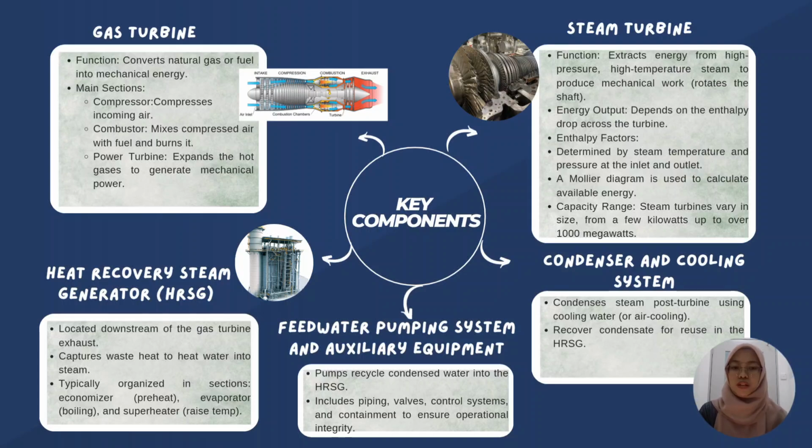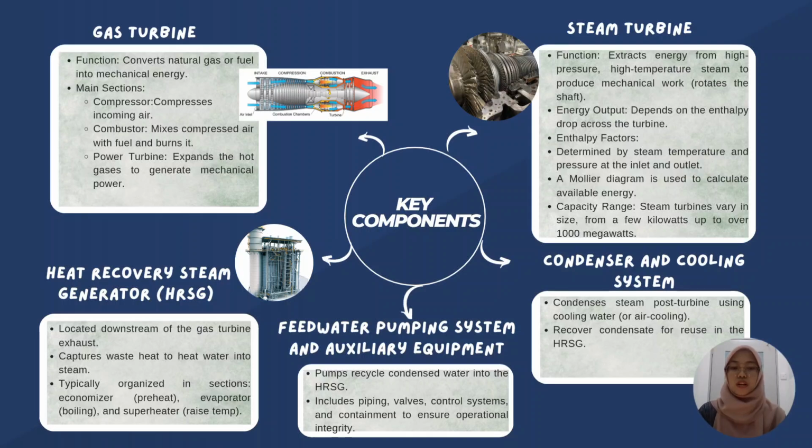This component extracts energy from high pressure, high temperature steam to rotate the shaft and produce mechanical work. The amount of energy it can extract depends on the enthalpy drop across the turbine. Enthalpy is influenced by the steam's temperature and pressure at the inlet and outlet. A Mollier diagram is typically used to calculate how much energy can be obtained. These turbines come in various sizes, from a few kilowatts to over 1000 megawatts. Now to the heat recovery steam generator, or HRSG.